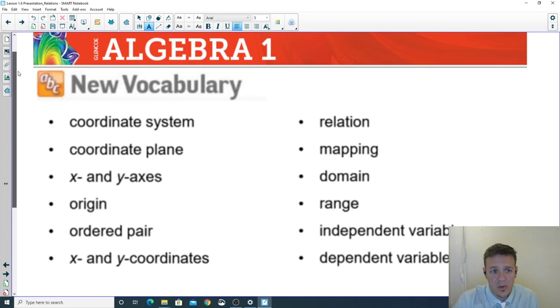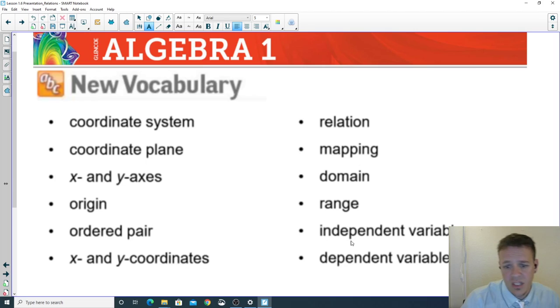So there's a lot of vocabulary with this: coordinate system, plane, x and y graphs, origin. We'll talk a little bit about that. Mainly, we're going to be talking about relation, what a mapping is, but domain and range, independent and dependent variable are.